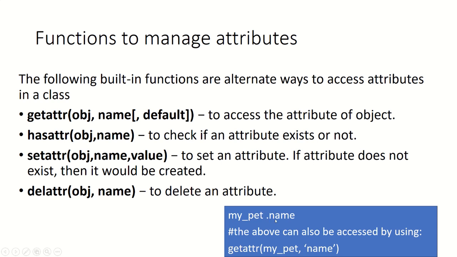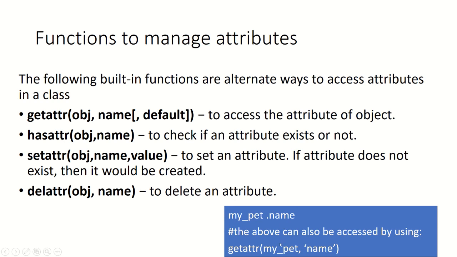So my pet dot name, the above can also be accessed as getattr. What is the object name? It is my pet, right? So my pet, name. What is name? So I want to access name in my pet. So I can access either my pet dot name or getattr of my pet comma name.